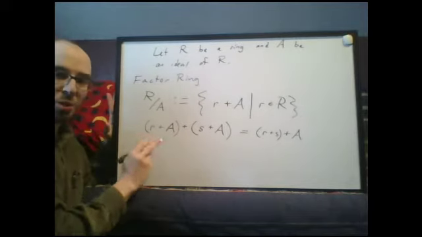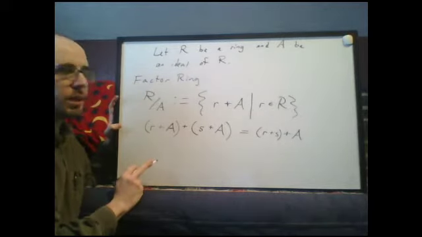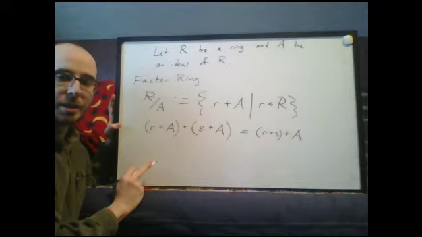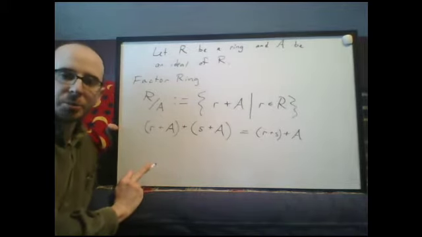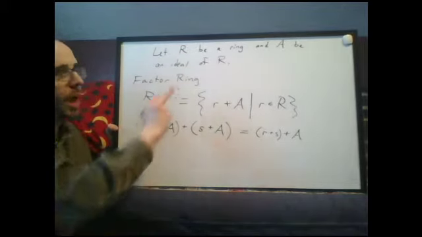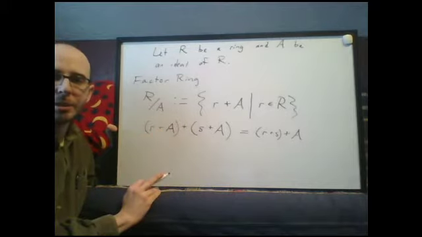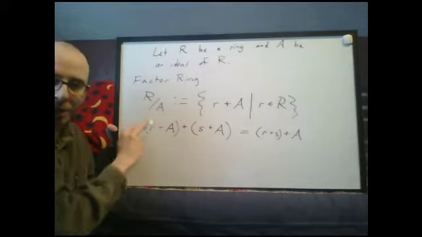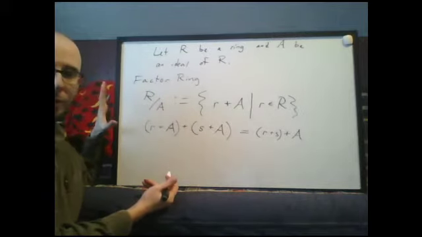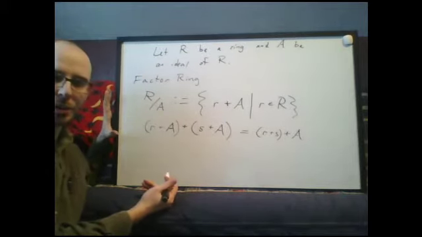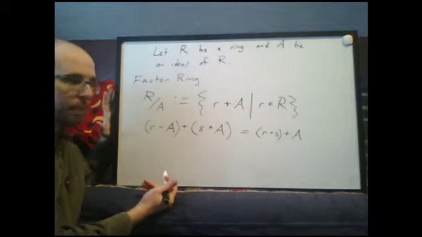Okay, so far, this would be exactly the factor group under addition. So remember, any ring is a group under addition. It's an abelian group under addition. So A would be a normal subgroup under addition. If I did this factor group, this would be the resulting operation. So far, this is all just factor group stuff applied to addition.